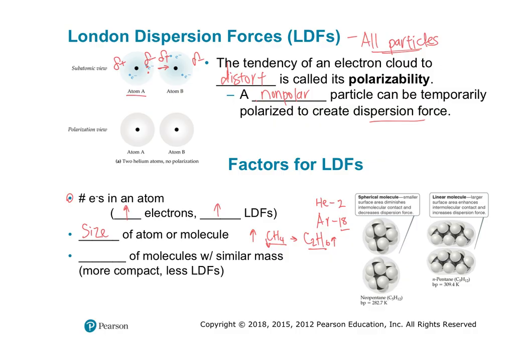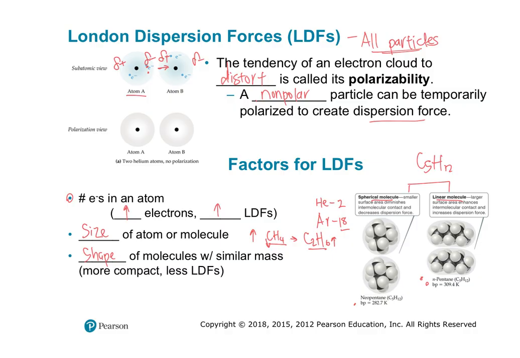And then the last thing is about shape. So if we look at something like pentane here, we have a long chain of pentane, we call it n-pentane. Both of these molecules have the molecular formula of C5H12. And so if we look at the long linear structure of n-pentane versus neopentane, which looks more like a sphere, they actually have different boiling points, which is really interesting.